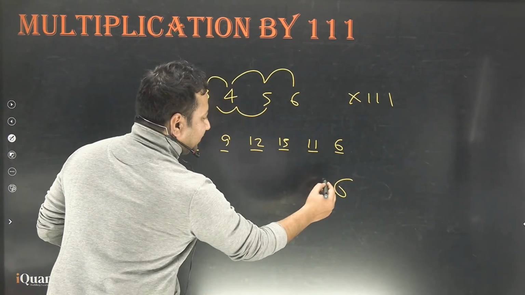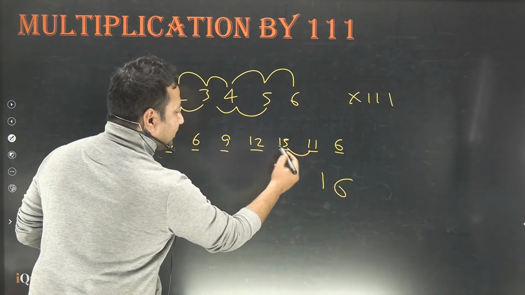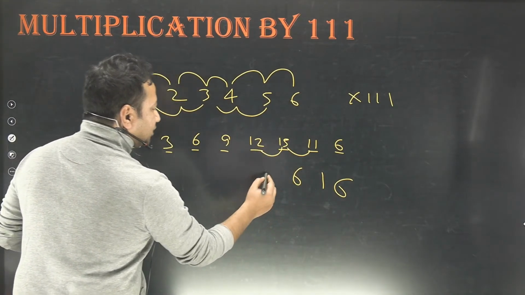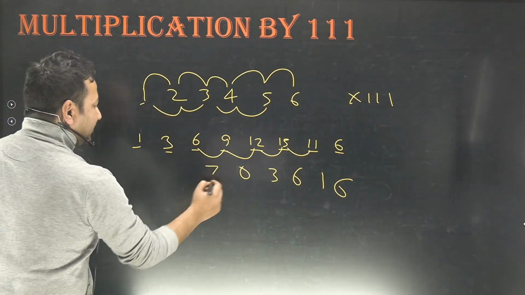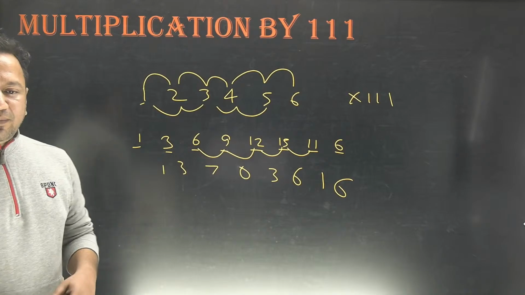6. 11, 1 remains, 1 goes forward. 16, 6 remains, 1 goes forward. 13, 3 remains, 1 goes forward. 10, 0 remains, 1 goes forward. 7, this is 3 and this is 1. This will be the answer.